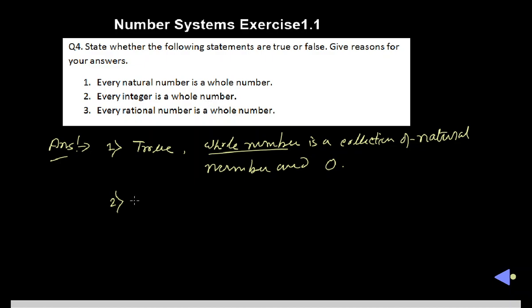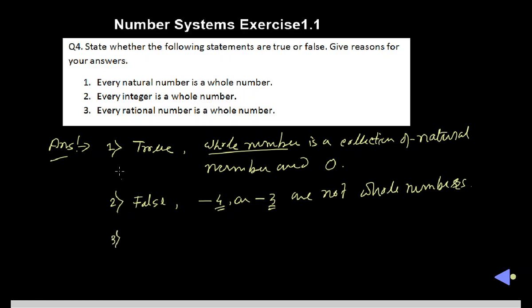Number two, every integer is a whole number. No, that is false. Why is it false? Because -4 or -3 are not whole numbers. So those are not whole numbers. That is why every integer is not a whole number.